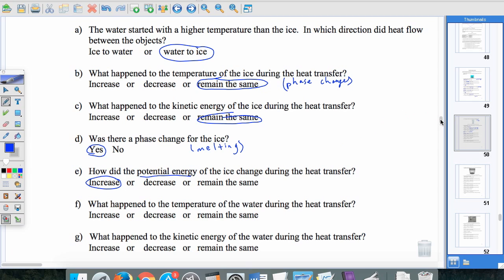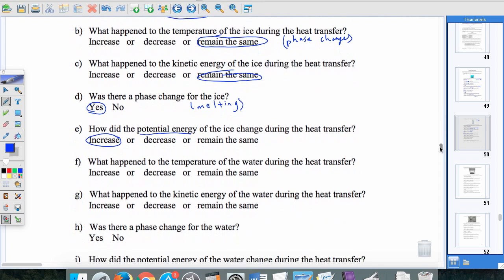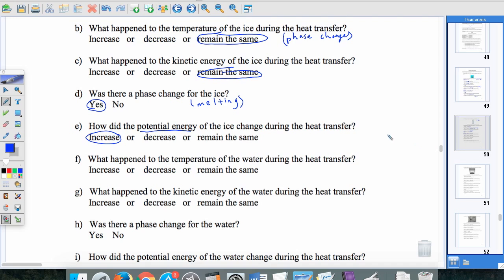What happened to the temperature of the water during the heat transfer? So the ice is undergoing a phase change. The water is not undergoing a phase change. It's still liquid, which means if we're taking heat out of the water and it's not changing phase, the temperature is what's changing. So the temperature is decreasing. That's like when I'm sure you've had water and you put ice in it and the water gets colder. That's the point of putting the ice in there.